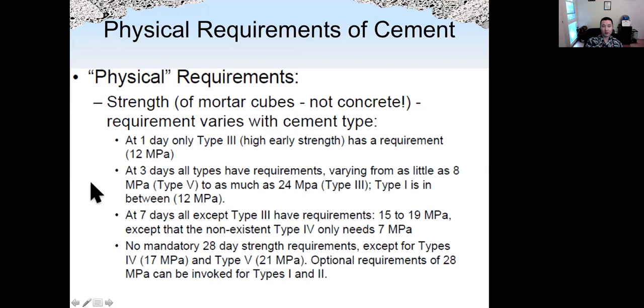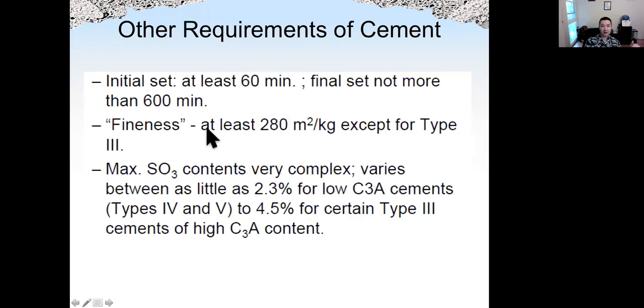So here are some more physical requirements, such as the strength. For Type 3 cement, the 1-day strength should be at least 12 megapascal, and so on. You can just read it from there. Okay. And for the initial setting time and the final set time, setting time is when concrete achieves a certain strength. Okay, initial set time should be at least 60 minutes. Final set time no more than 10 hours.